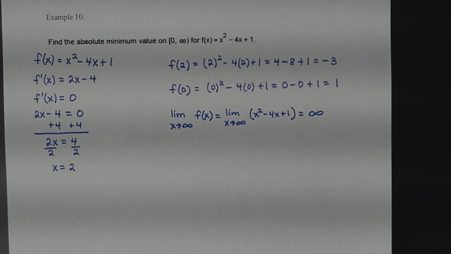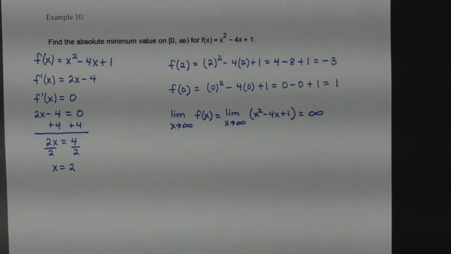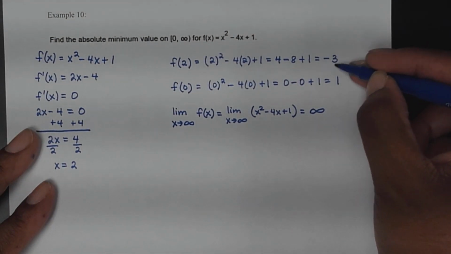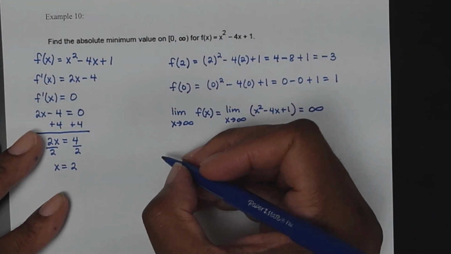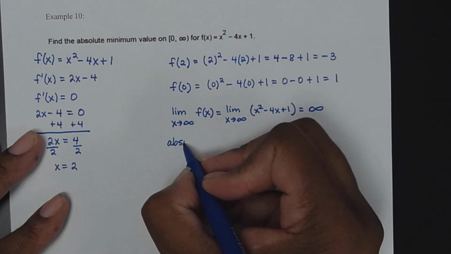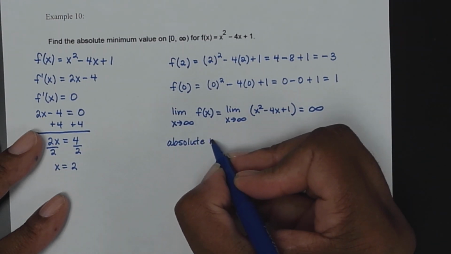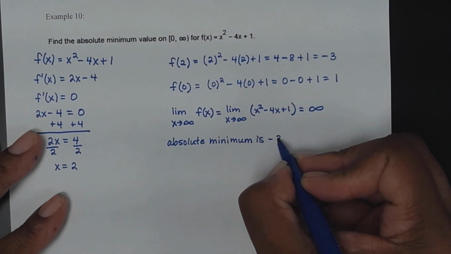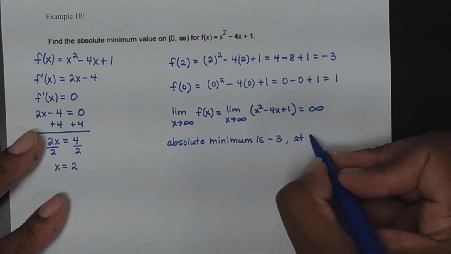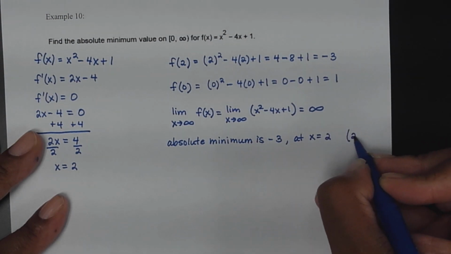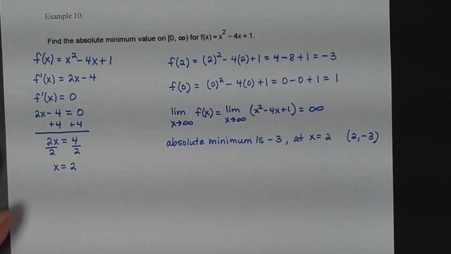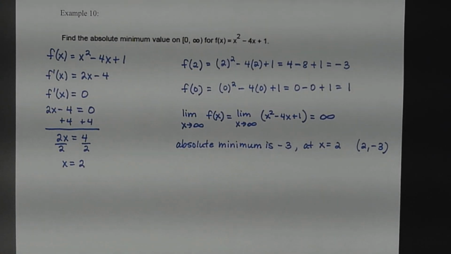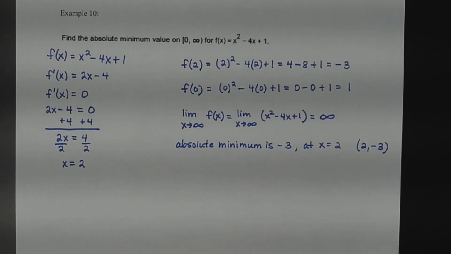Okay? So now, what would be our absolute minimum is what they're looking for. That's the lowest. Has to be negative 3. So that means your absolute minimum is negative 3, and it occurs at x is equal to 2. And sometimes they use the ordered pair (2, negative 3). Okay? So that's how we find the absolute minimum on an interval that's given to us.